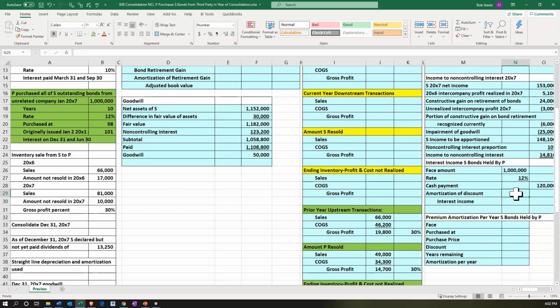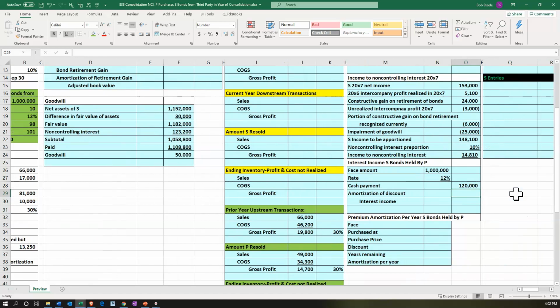So we're going to be saying, all right, then we have the amortization of the discount. To do this, let's consider first what the discount actually is, and then we'll consider the amortization. So I'm going to stop here right now, and we're going to go back to that point. Let's consider now the premium amortization per year for S bonds held by P. So let's do that calculation. So I'm going to take the 1 million up top, the interest. I'm going to say 0.98.